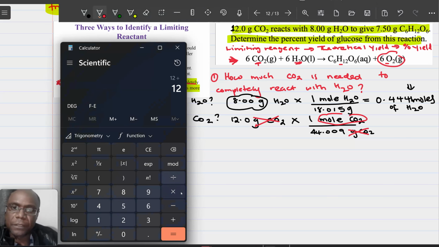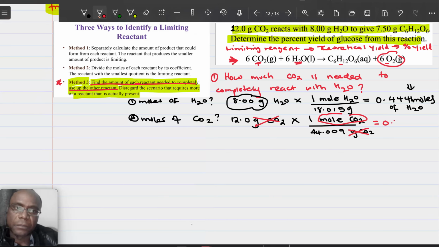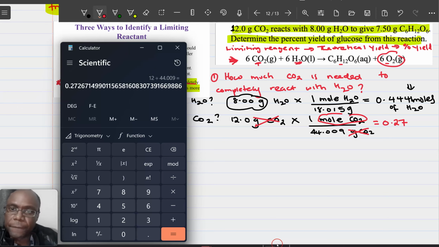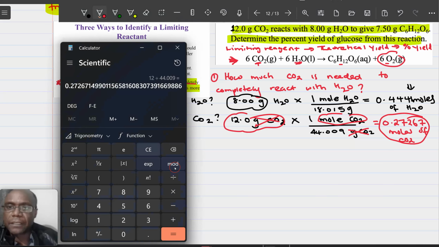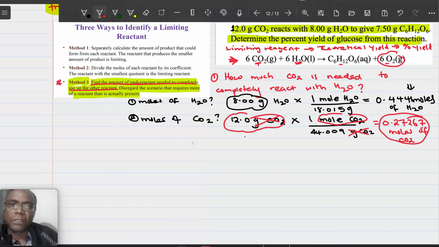So I'll say 12 divided by 44.009, and the answer is 0.27267 moles of CO2. So this is just telling us that the 12 grams of CO2 is this many moles of CO2. We needed those values in moles so that we can do the math. Now we go back to the original question, how much CO2 is needed to completely react with water?